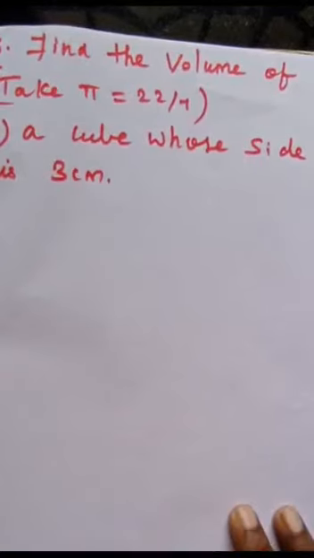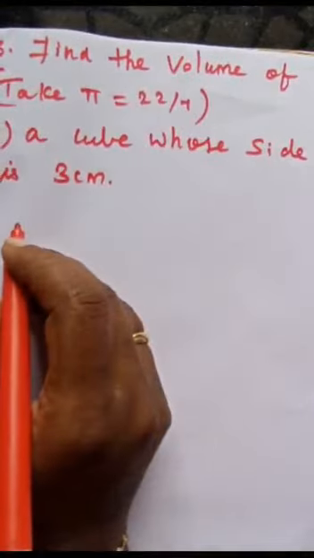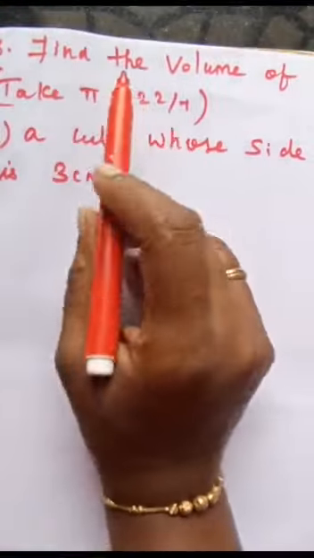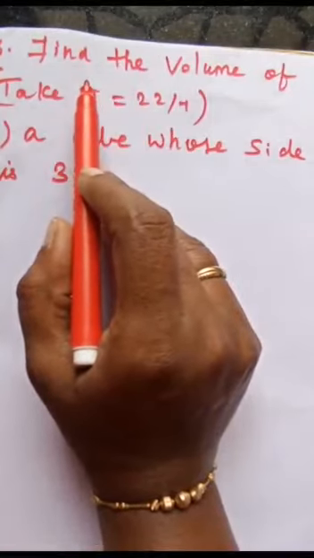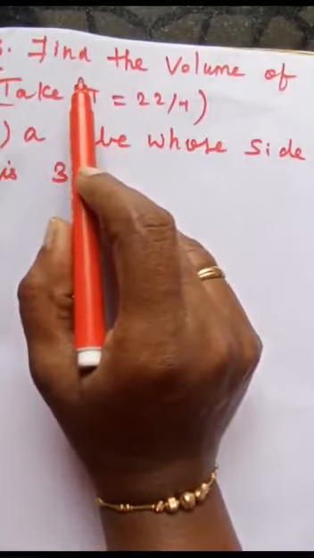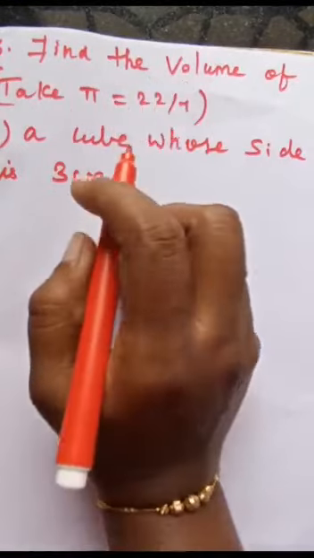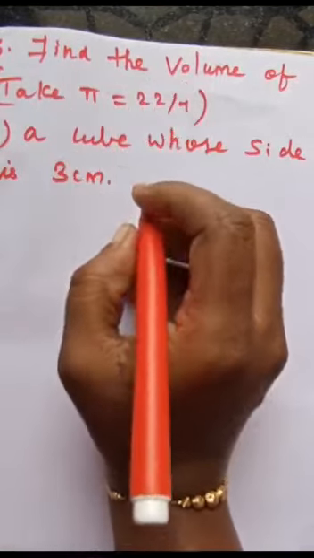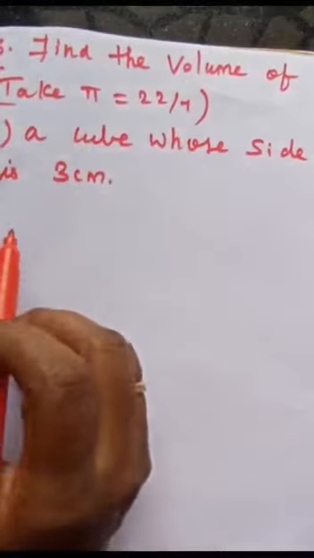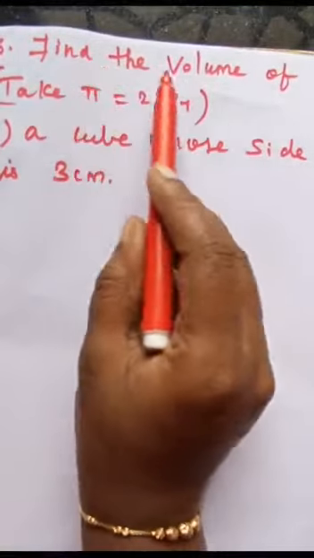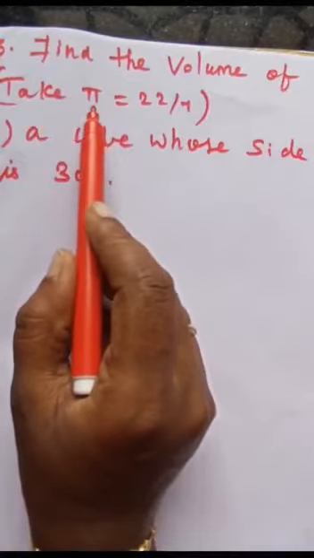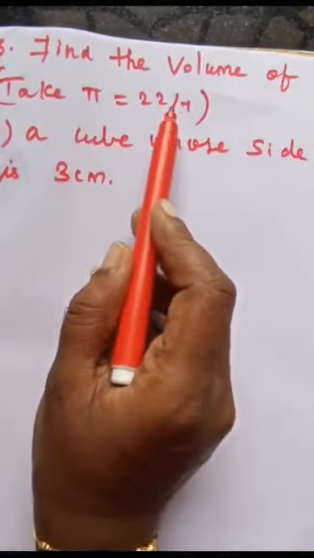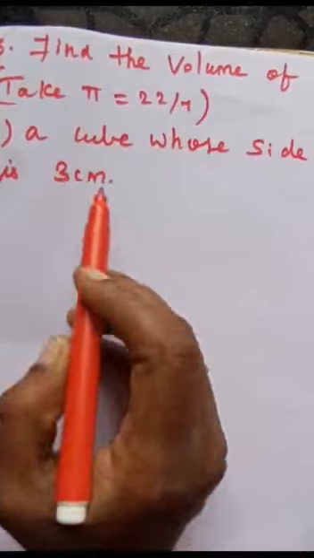Okay, now so far we have completed 2 sums, right? Now we are entering into the third sum. In the previous sum we found the area, right? Area of regular shaped figures. Now we are going to find the volume of cube, right? First option, this is our third sum. Find the volume of, see here they have given the pi value, the constant value of what? 22 by 7.